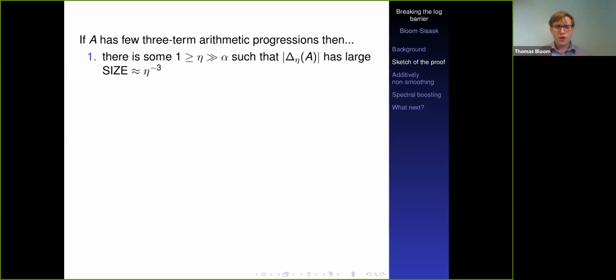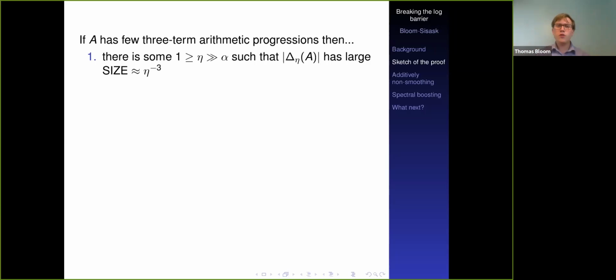Here eta can range anywhere between 1 and alpha, and we really have no way of controlling where that happens. It could be the case that eta is very close to 1, in which case the size we get is quite small, but on the plus side, the size of the Fourier coefficients is very large. Or on the other hand, it could happen at eta very small, eta close to alpha, in which case the Fourier coefficients aren't very big anymore, but we have many of them.